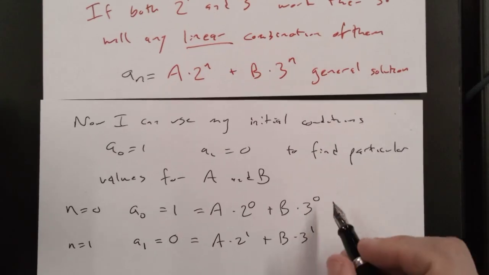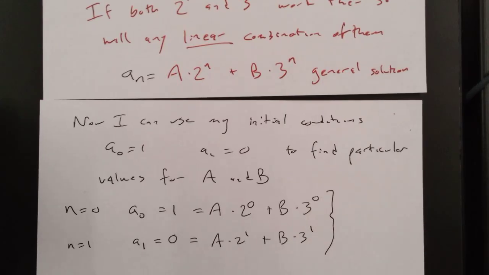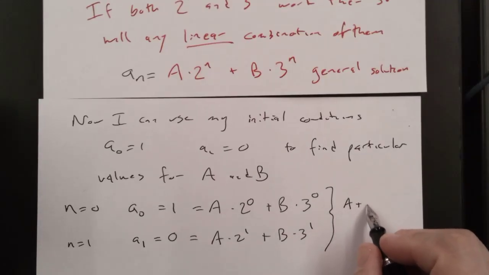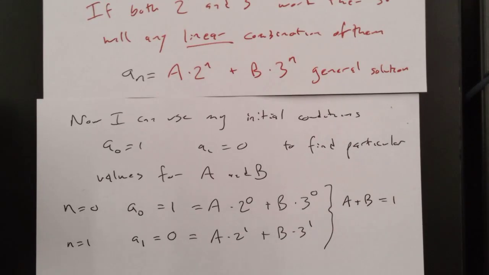Please notice this right here. This is two equations in the variables A and B. This first equation says A plus B equals 1. The second equation says 2A plus 3B is equal to 0. Back to algebra class: two equations and two variables. You know how to solve those, yes?